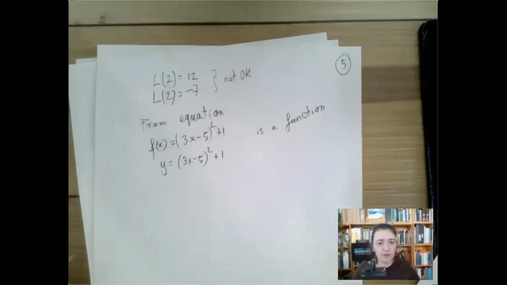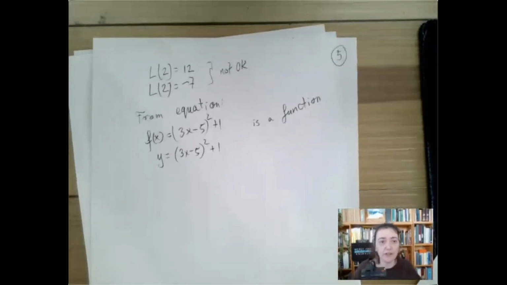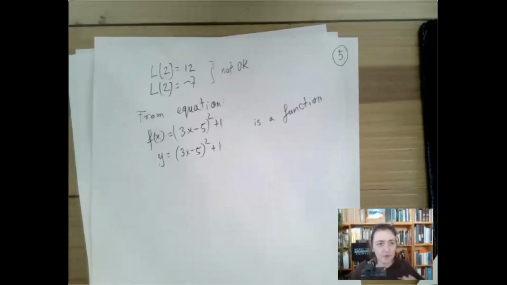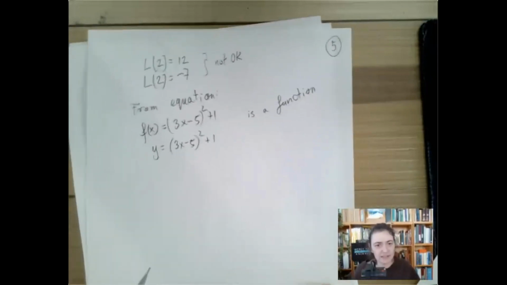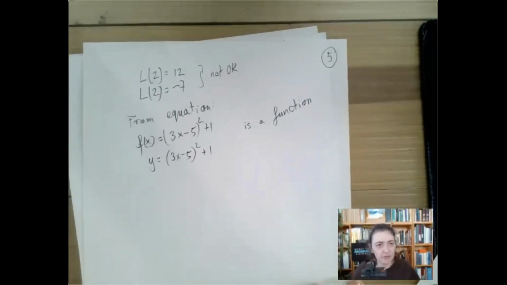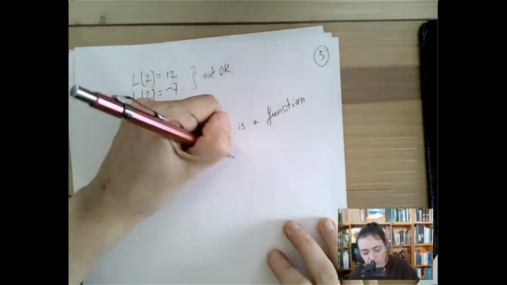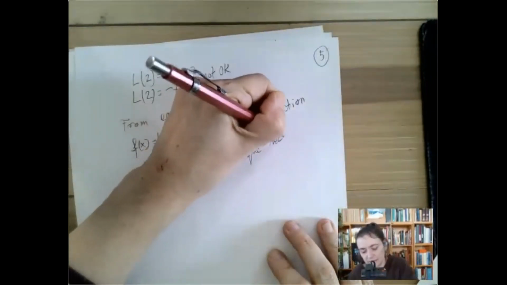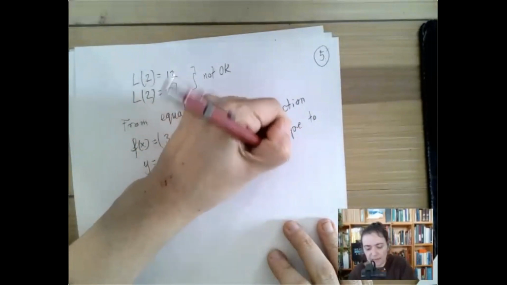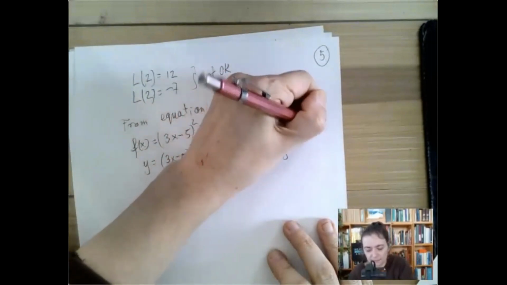For any x, no matter what your number is, you triple it, you get a number. You subtract 5, you get a number, you square it, you add 1. If you take the same number over and over, you're going to keep getting the same y value. So there is a unique recipe to compute y in terms of x.